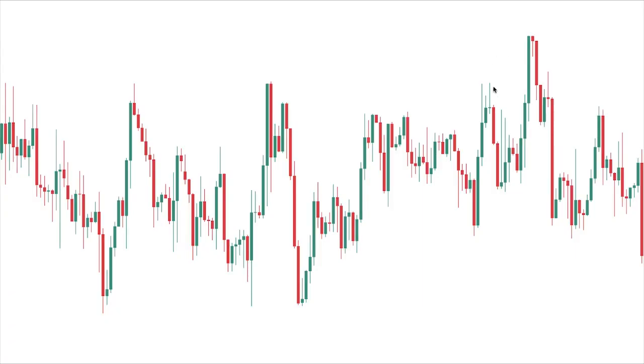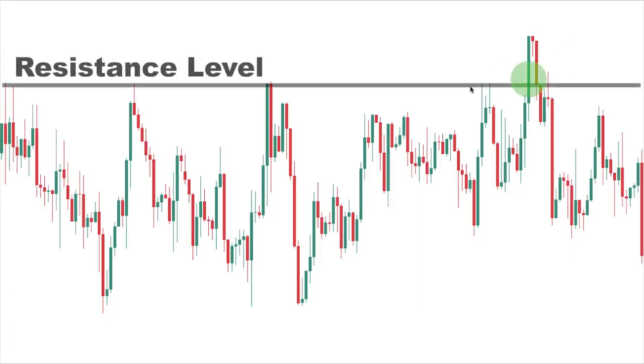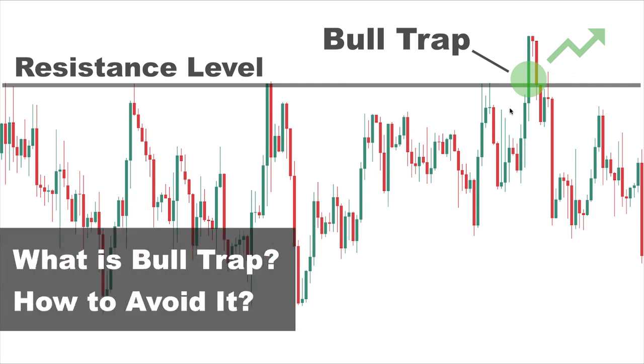Definitely you've been in a situation like this where the price broke a resistance level and you thought, that's it, the price is going to continue advancing. But shortly after, the price turned back below the resistance level, hitting your stop loss and leaving you wondering what happened. The answer is you were caught in a bull trap. In this video, I'm going to show you what a bull trap is and how you can avoid it.